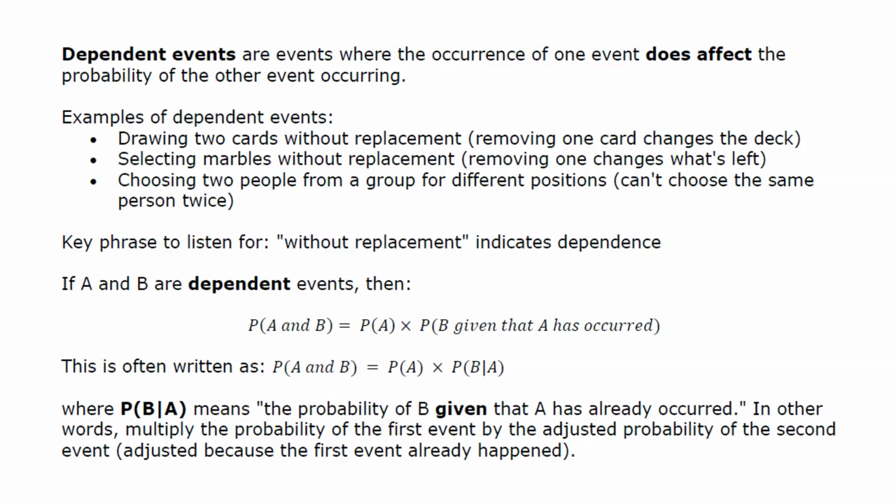So if A and B are dependent events, then the probability of A and B is going to equal the probability of A times the probability of B, given that A has occurred. This is often written as the probability of A and B equals the probability of A times the probability of B given A. In other words, we're multiplying the probability of the first event by the adjusted probability of the second event. And it's adjusted because the first event already occurred.